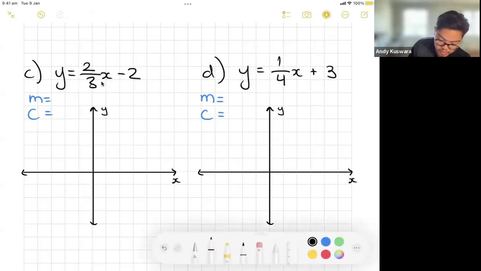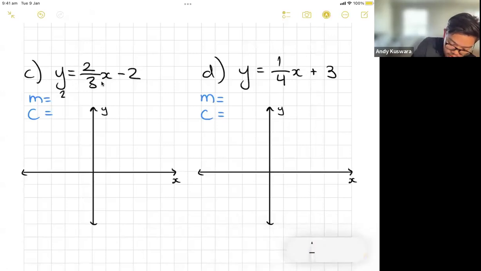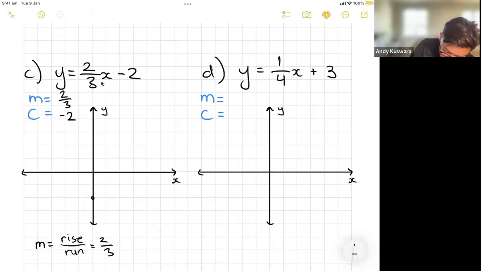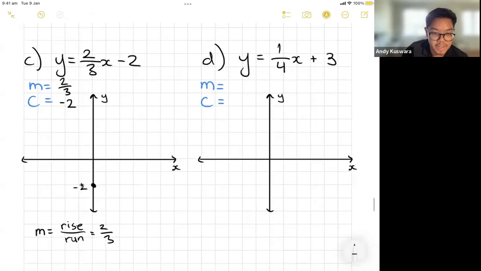Now, what I want you to note here is, can you see that the gradient is 2 on 3 and the y-intercept is -2? And so what I'm going to do here is remember that my gradient means rise over run, and the gradient for this one is 2 on 3. So I'm going to start with the point that I'm given, which is c equals -2. You can label that if you want. And then what this means now is you may need to watch this video a couple more times to really get the hang of it.